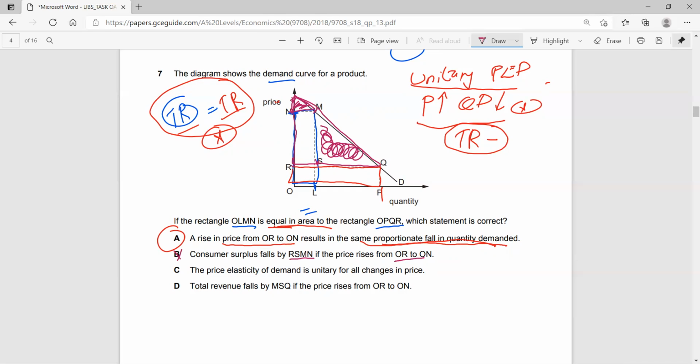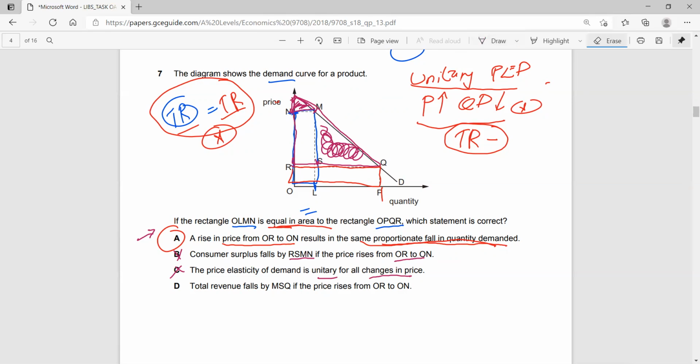The PED is unitary for all changes in price. This is also wrong. We know that for this particular change in price, the price elasticity is unitary because in this particular case, the total revenue does not change. We don't know that throughout the demand curve, and if you do recall some theory, the price elasticity of demand does change throughout the demand curve. So you can't go with D.